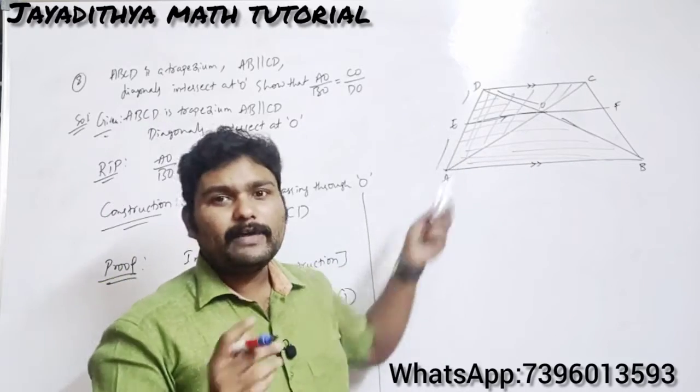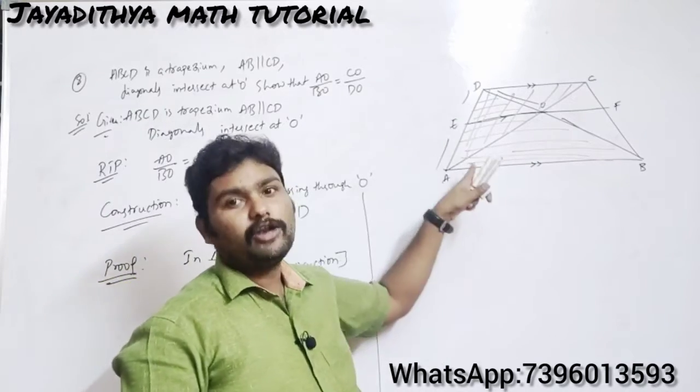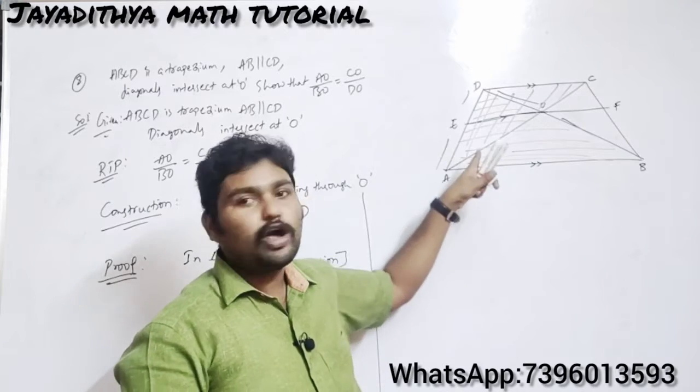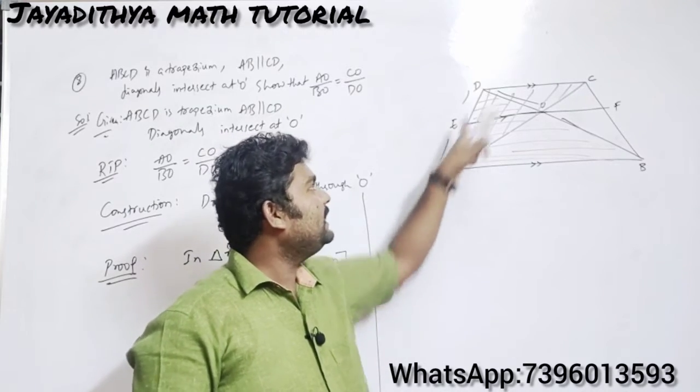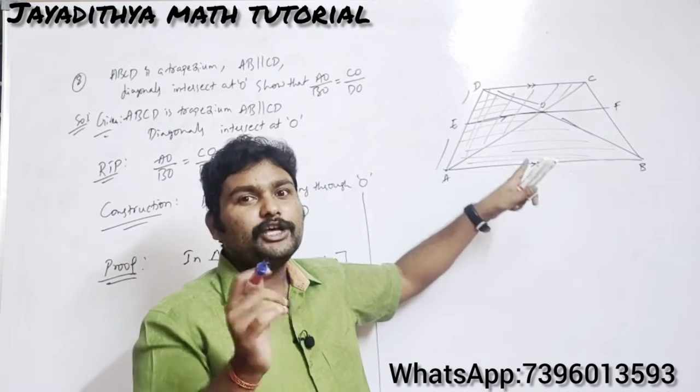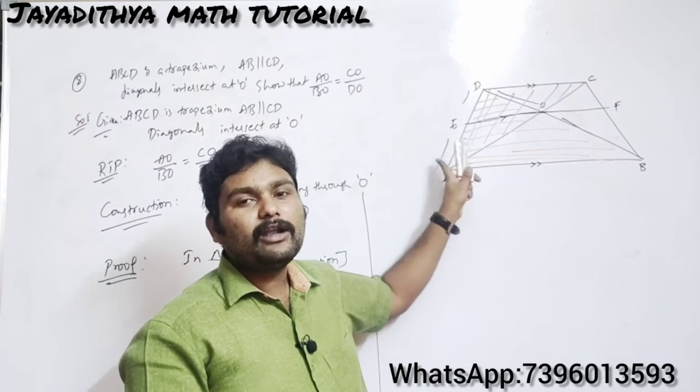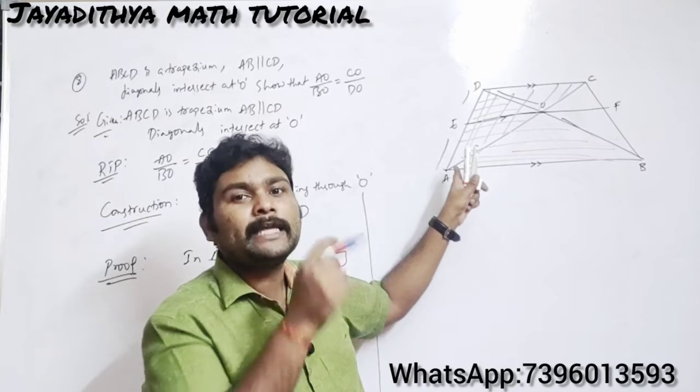Always keep in mind here, only one of the non-parallel sides must be included. What are the non-parallel sides here? AD and BC are non-parallel sides. So whenever you are taking a triangle, only one of the non-parallel sides must be included. So you should take the triangles in such a way.